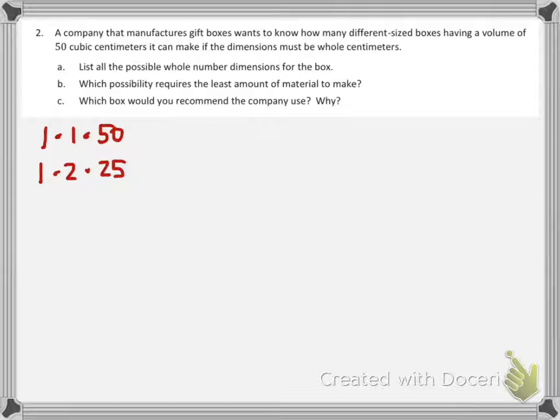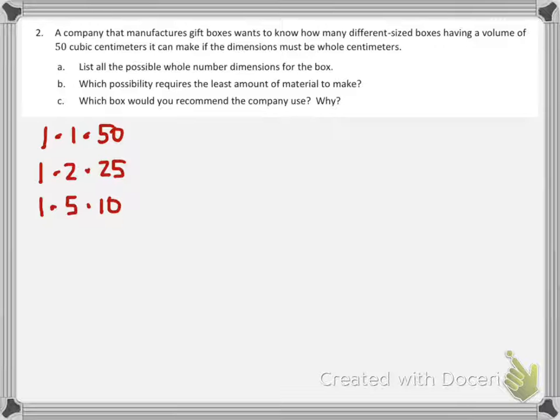Let's see, 1 times 3 won't work. 4 won't work. 5 will work. 1 times 5 is 5, and then multiply that by 10. That's 50. And then I think that's it. So those are my 3 possibilities.